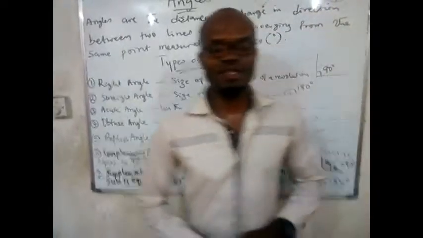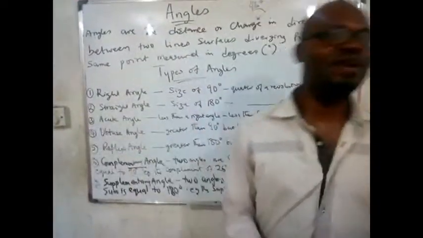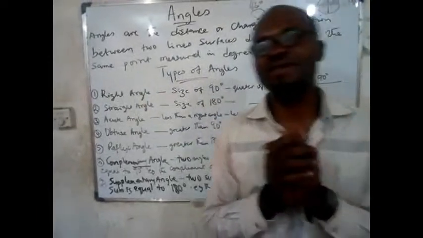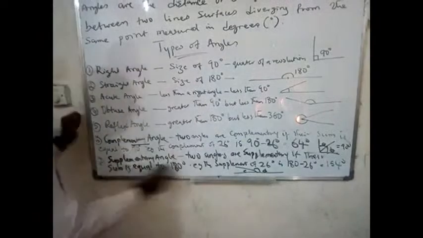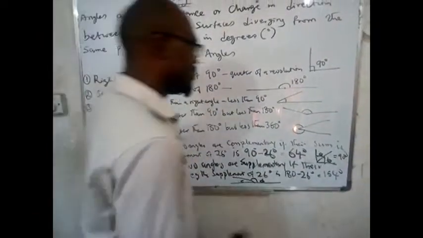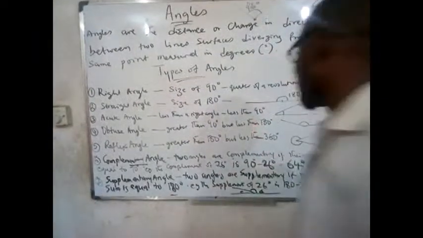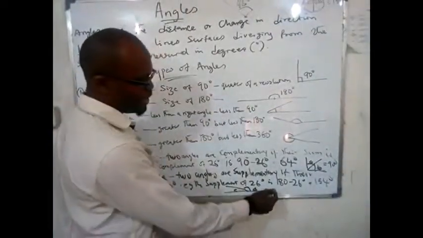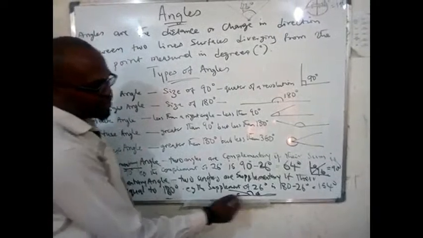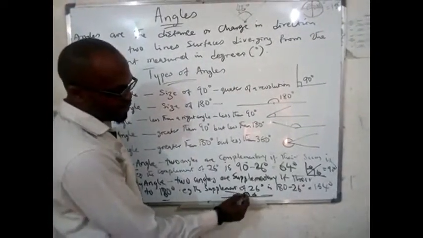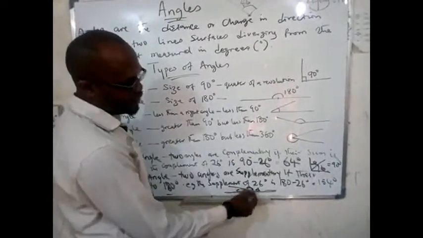Both of them are complementary. Now, supplementary angle. Two angles are said to be supplementary if their sum is equal to what? 180. Can you see that? This is 180, is it not? Straight angle. Now you have angle C plus angle D giving you 180.